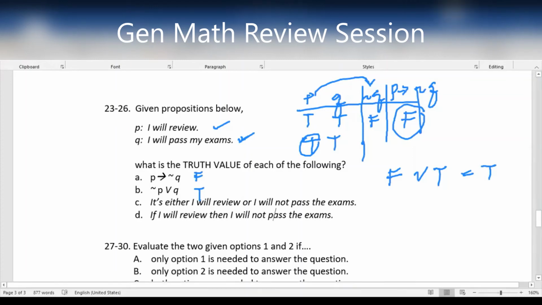So, let's see if the answer is really true. It's either I will review or I will not pass the exam. So, or, tapos you did not change I will review, kaya true pa rin yun. And you change I will pass the exam to I will not. So, it's true or false. So, the answer is still true pa rin. Okay? Sige, last. If I will review, then I will not pass the exam.